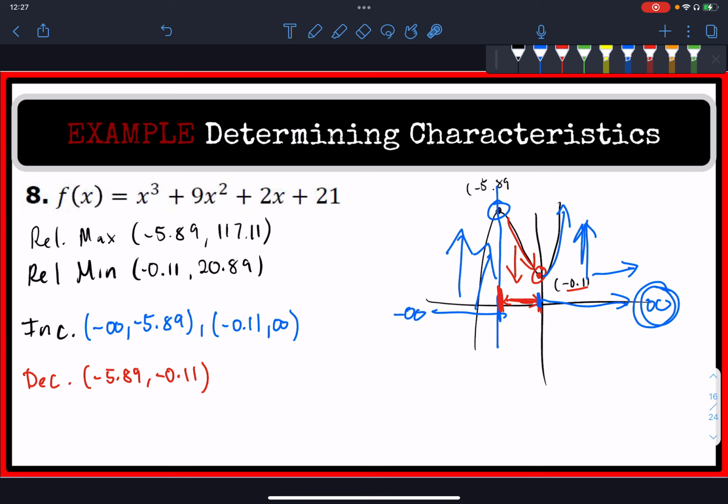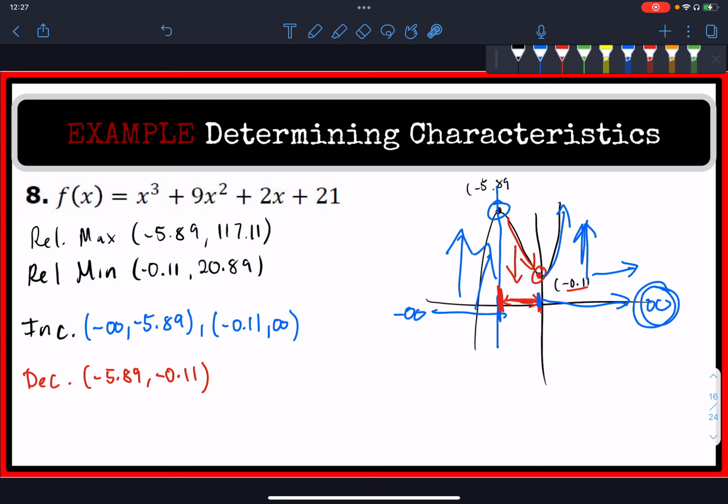So these values, again, are x coordinates. They're not x and y. So don't get it twisted. This is not x and y. This is x1 to x2. And we're decreasing from this x1 to this x2, which is from here to there, where this x is negative 5.89 and this x is negative 0.11.